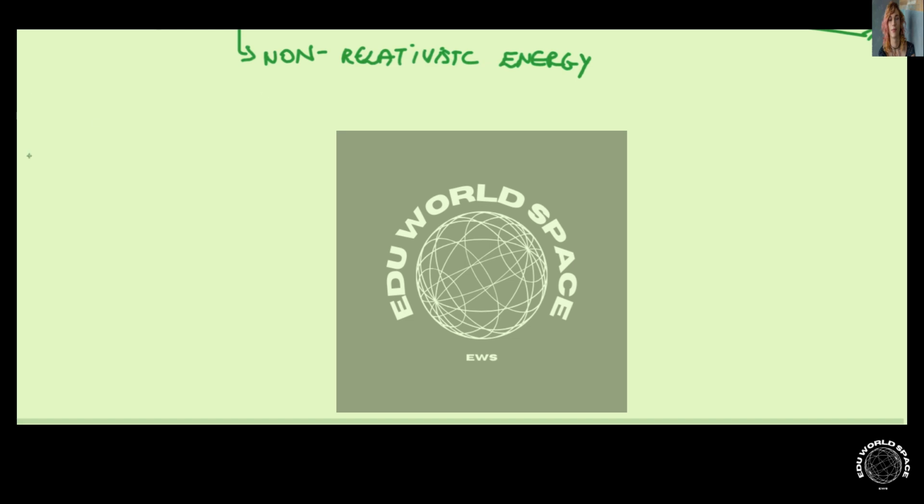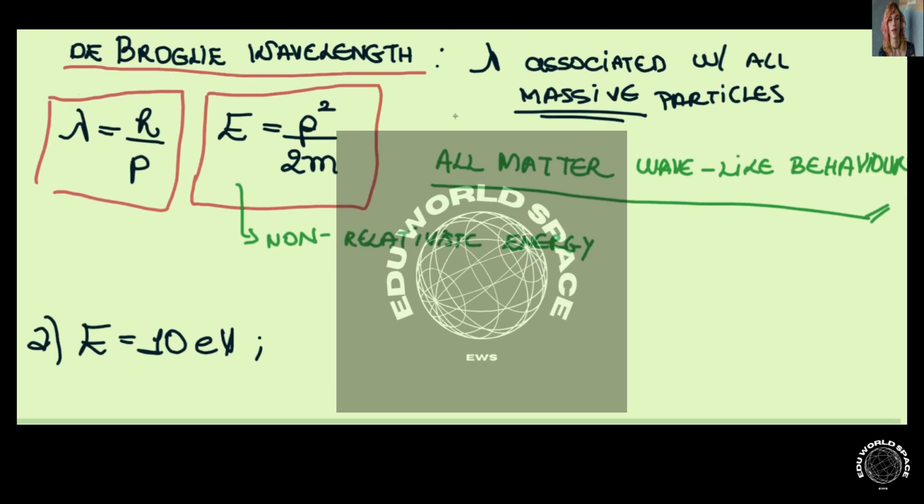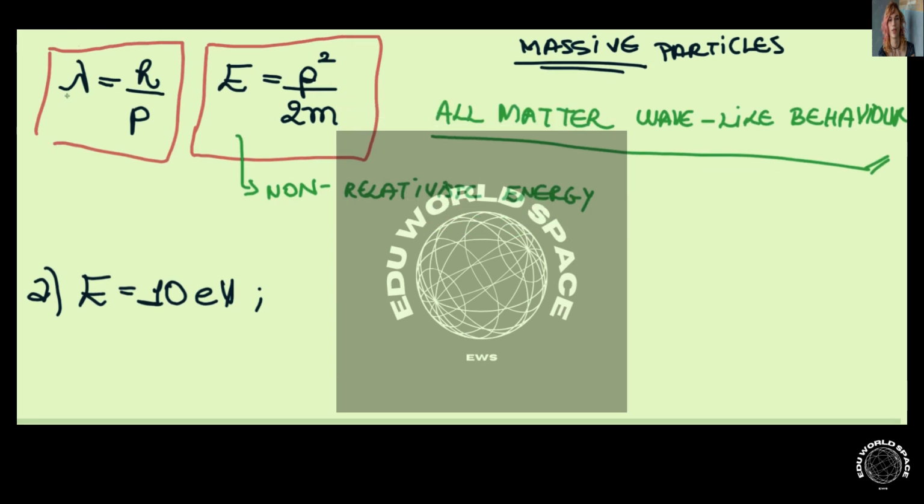Okay? Now, in this exercise, suppose that we have an electron and we know that its energy is non-relativistic and is equal to 10 electron volts. Given this, we want to find the wavelength of this electron. So we can merge the expression for the de Broglie wavelength with the expression for the non-relativistic energy. So we can write lambda in terms of Planck's constant, the mass of the electron, and its energy. So let's do this.